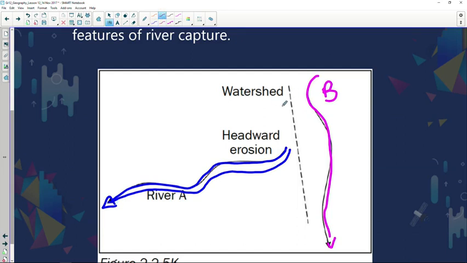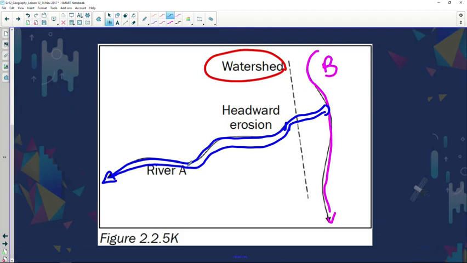Now, what we've learned so far, a watershed separates one drainage basin from another. Headward erosion takes place. What does River A do? It erodes through the watershed and starts stealing the water from River B. Now what do we call this? Now they asked to redraw the diagram, and what do we call River A? It is the pirate stream. B is the captive stream.